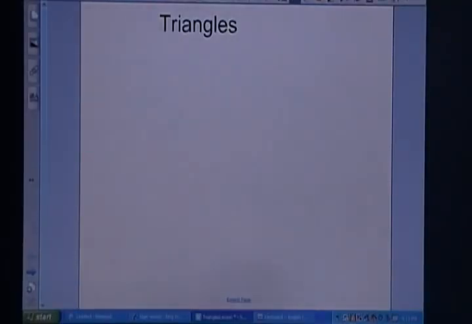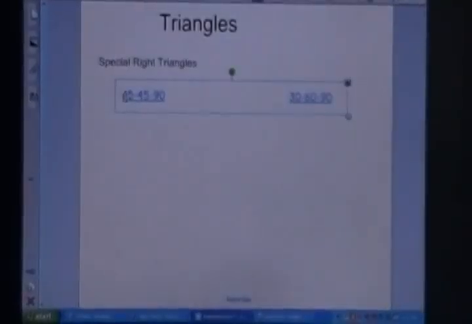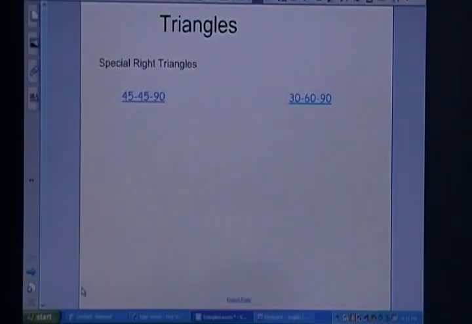Alright, our next lesson is going to be about triangles. And the first thing we're going to talk about with our triangles is something that we call special right triangles. Now, special right triangles, we have two cases. The first kind that we have is a 45, 45, 90 triangle. These are the angles. There's a 45-degree angle, there's another 45-degree angle, then there's a 90-degree angle. And over here we have a 90-degree angle, and then a 30-degree and a 60-degree angle.